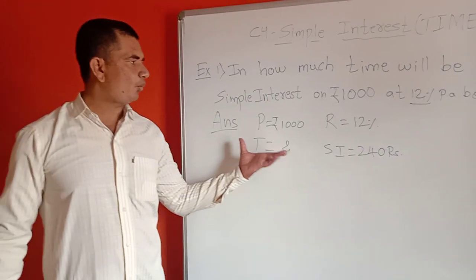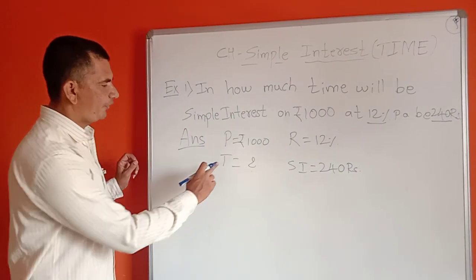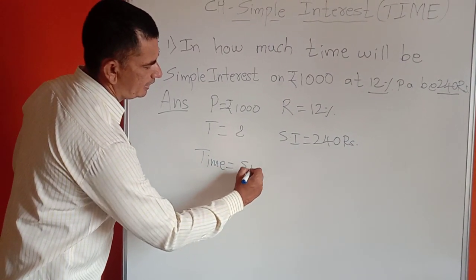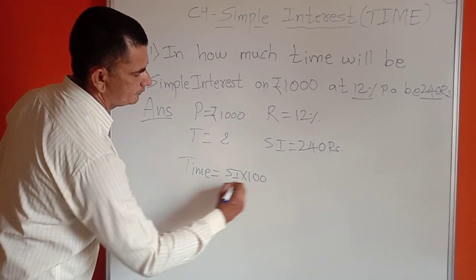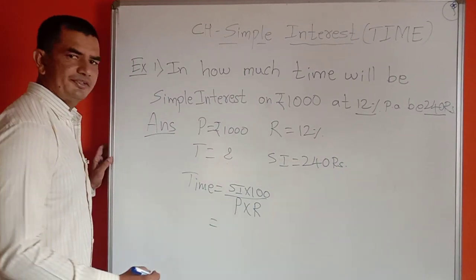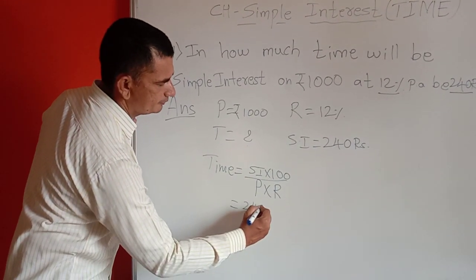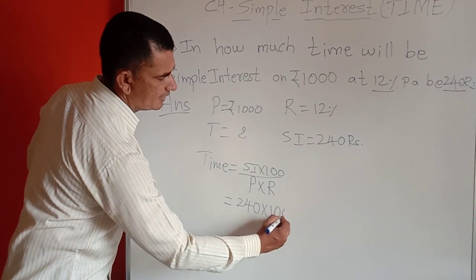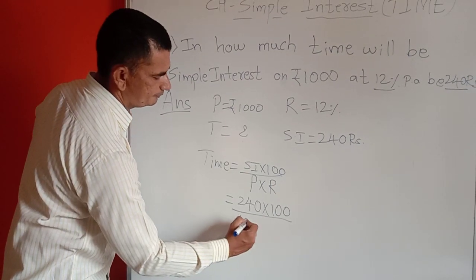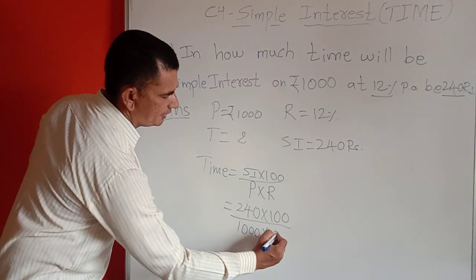Students, now what they have given, we have to write as the first step. After that we have to write the formula to find the time. Time is equal to simple interest into 100 by P into R. After writing this, simple interest, how much have they given? It's 240 into 100 as it is. We have to write P, how much? 1000, into R, how much? It's 12%.